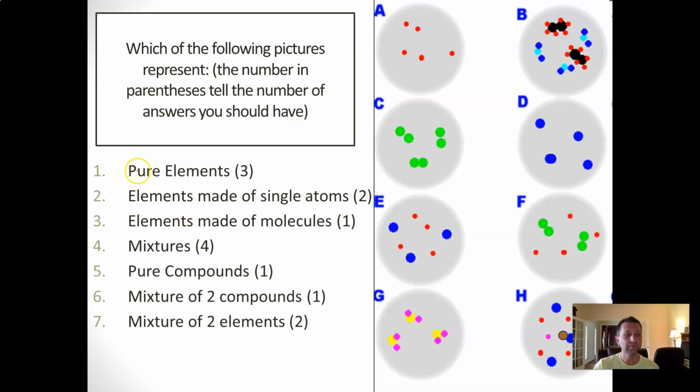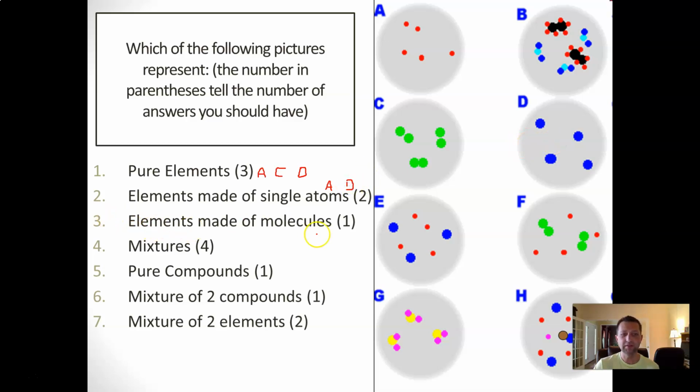So number 1, you have pure elements. There's 3 of them. Well, A is a pure element, so we have A. What else? C and D. Those are all pure elements. 1 type of atom. That's it. Number 2, elements made up of single atoms. Out of A, C, and D, 2 of those, because they're atoms, right? They're elements. 2 of those are elements made of single atoms. Well, that is going to be A and D.